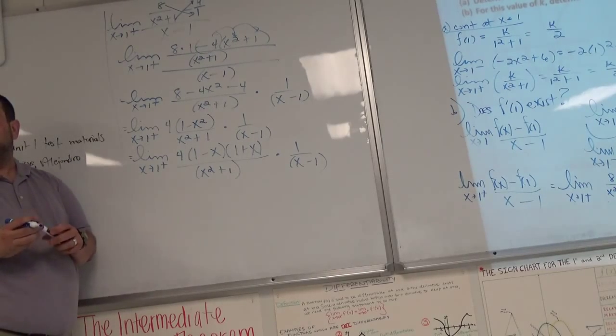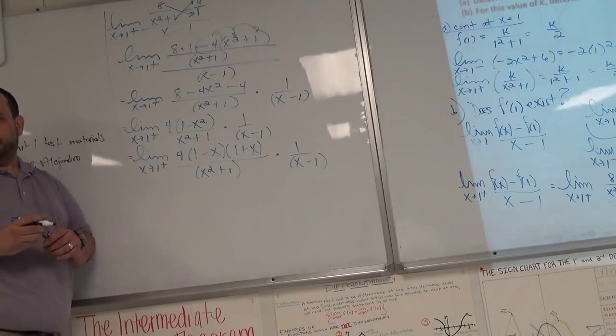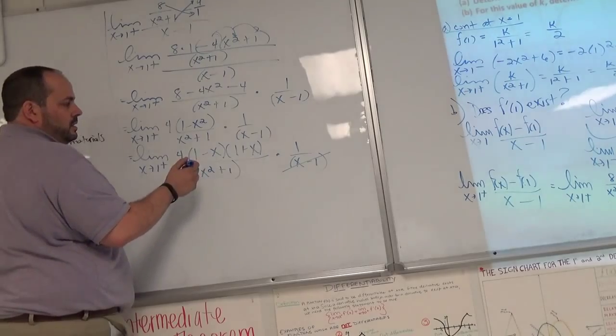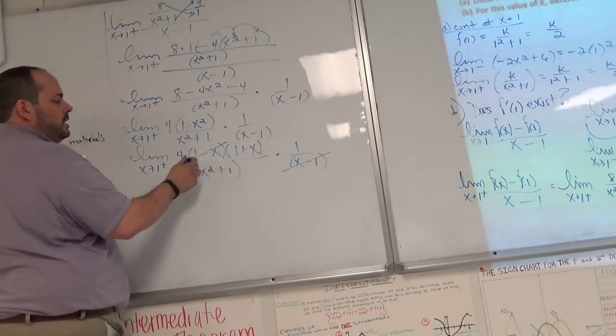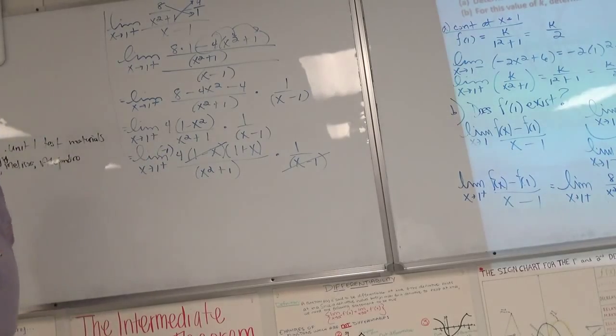Cancel if you see it. There's some canceling that can happen here. Who sees it? Uh-oh. Jose, you see it? Where? X minus 1. X minus 1 and 1 minus x, and it's a negative on the other. Okay, x minus 1 and the 1 minus x, those are opposite factors, so they're going to cancel and leave you -1.